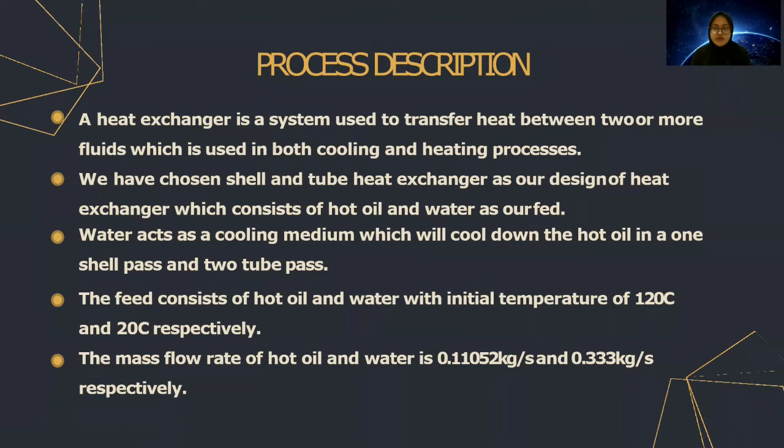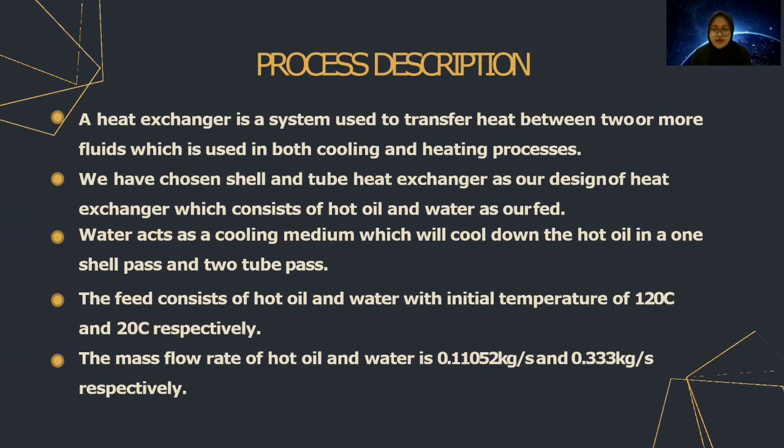So I will proceed with the process description. A heat exchanger is a system used to transfer heat between two or more fluids, which is used in both cooling and heating processes. In this project, we have chosen a shell and tube heat exchanger as our design, which consists of oil and water as our feed. The main purpose of this heat exchanger is to cool down the hot oil, with an initial temperature of 120 degrees Celsius, with water, which acts as a cooling medium, with an initial temperature of 20 degrees Celsius.